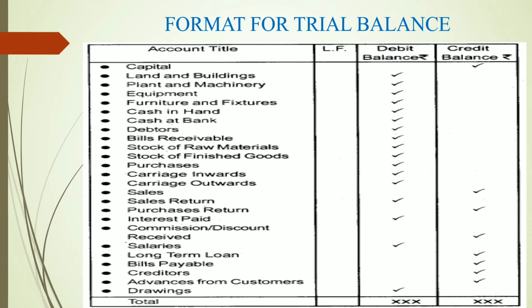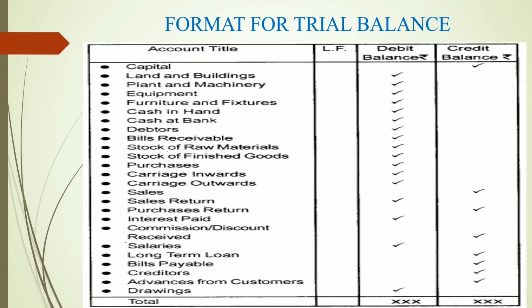Land and building, plant and machinery, equipment, furniture, these are all the assets. So assets will come under the debit side. And cash in hand, cash at bank, debtors, bills receivable, stock, purchases, carriage inwards, carriage outwards. So everything will come under the debit side. And purchases always come on the debit side.